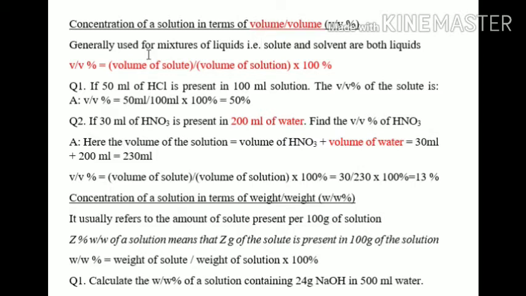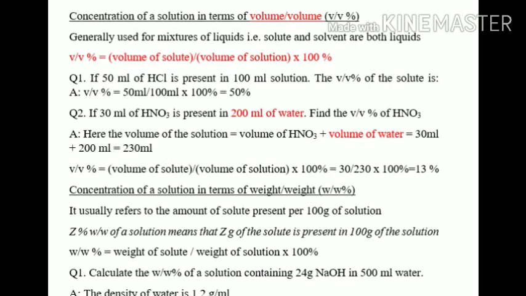Okay, so if I tell you to calculate the volume by volume percentage of HNO3, and if I want to calculate it for water, then instead of the volume of solute I take the volume of solvent, since I am finding it for water. So 200 by 230 into 100 gives something else. 100 minus 13%: if 13% volume by volume is nitric acid, then the remaining percentage will be water. That means the water percentage is 100 minus 13% equals 87%.